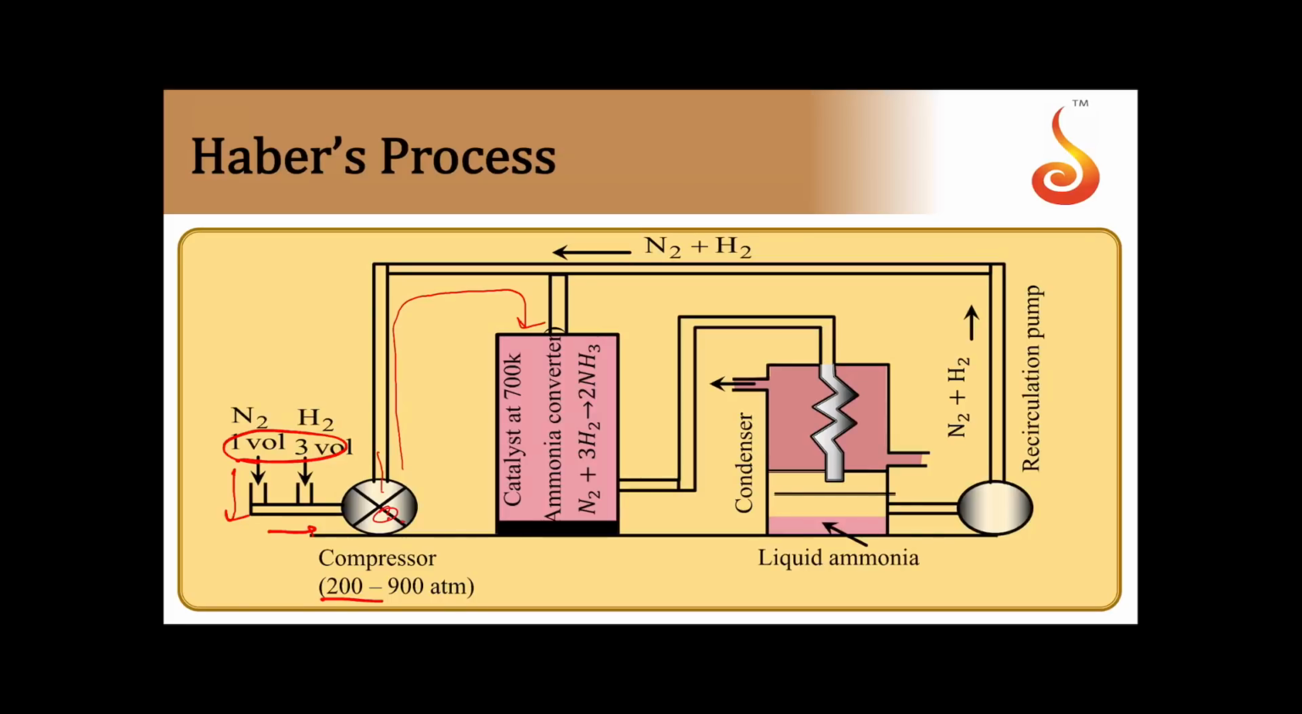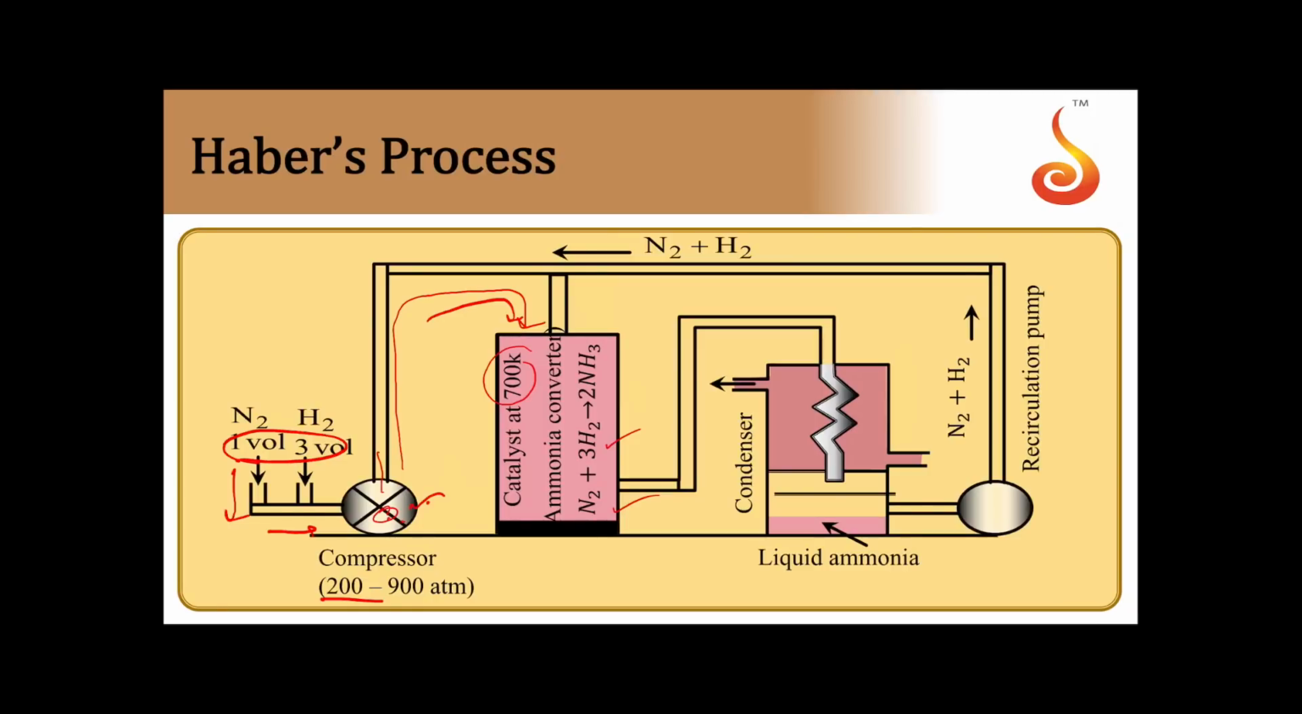The catalytic chamber contains finely divided iron at a temperature of about 700 Kelvin, and here the actual reaction takes place between N2 and H2. So we pass the gas mixture into the compressor first. Gases are compressed to high pressure, and then the compressed gas mixture is passed into the catalytic chamber. There you have a catalyst at a temperature of about 700 Kelvin. Here the actual reaction takes place between N2 and H2, meaning ammonia is formed.